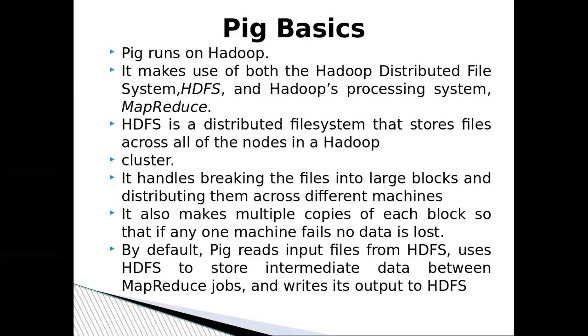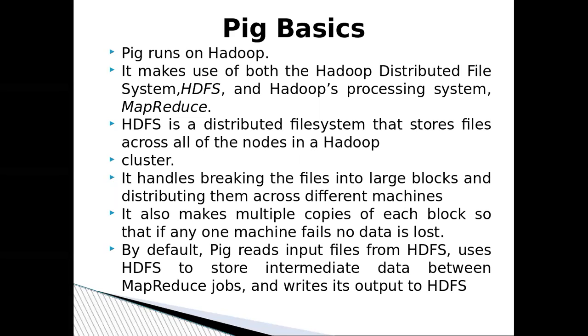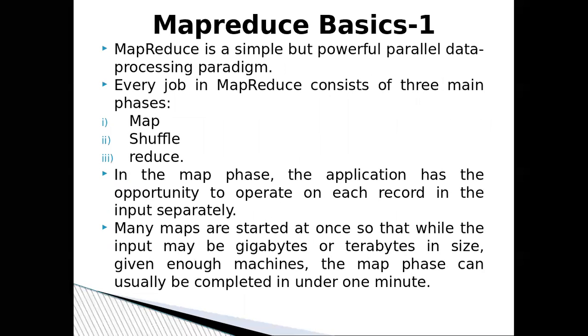Pig reads input files from HDFS most of the time by default. It can also read files from the local file system. It uses HDFS to store intermediate data between MapReduce jobs and writes its output to HDFS, or it can also write to the local file system. So as I discussed, when you have a Pig script, it is converted into MapReduce jobs which are executed and the results are stored in HDFS.